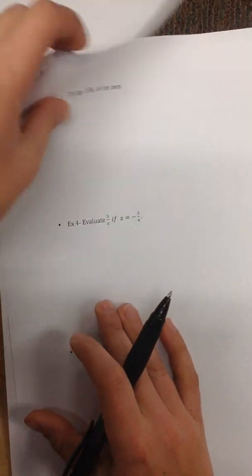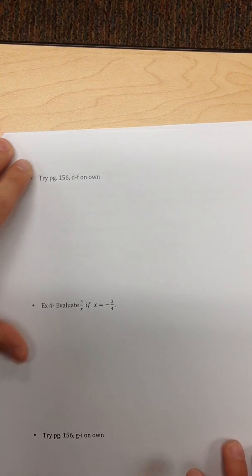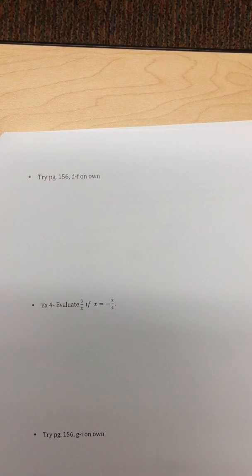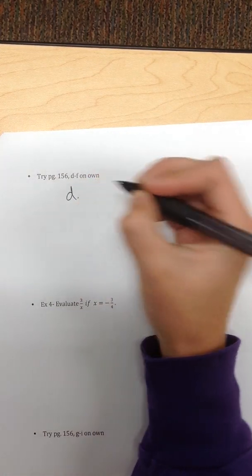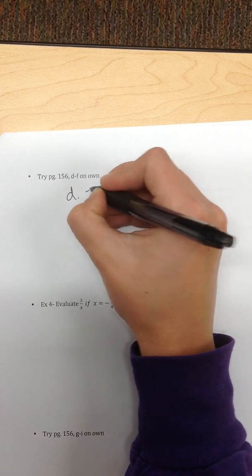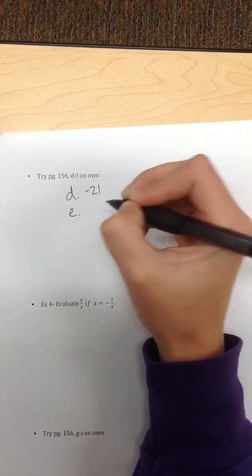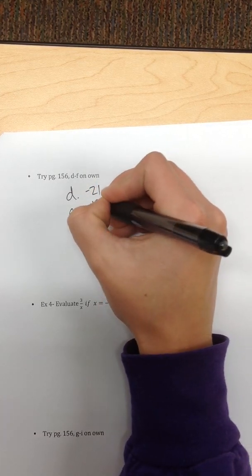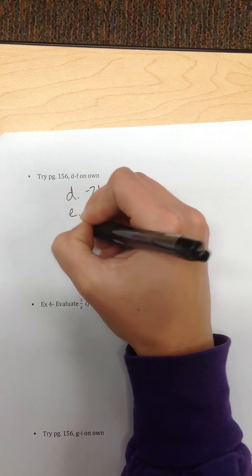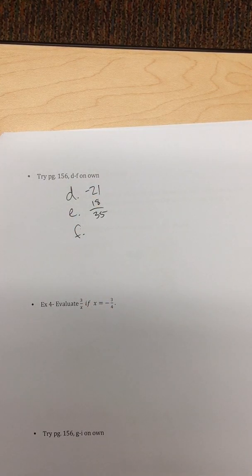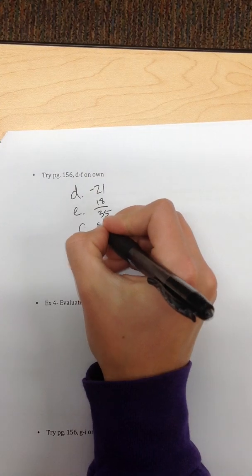Alright, next thing here is some for you guys to try. So on page 156, try out D through F. And I will get you the answers here. So D, they got -21. E, they got 18 over 35. And F, they got 5 over 84.